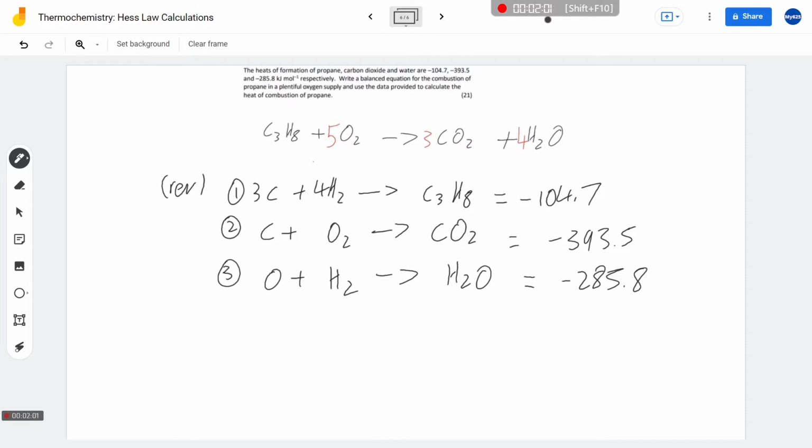Let's look at the next equation where we have CO2. Is CO2 on the correct side? It's on the right-hand side here and the right-hand side here, so it is on the correct side. But if we look at our equation here, there's a 3 in front of our CO2. We need 3 molecules of CO2 in this balanced equation, and here we just have 1. So what we need to do to our equation now is multiply the whole equation by 3.